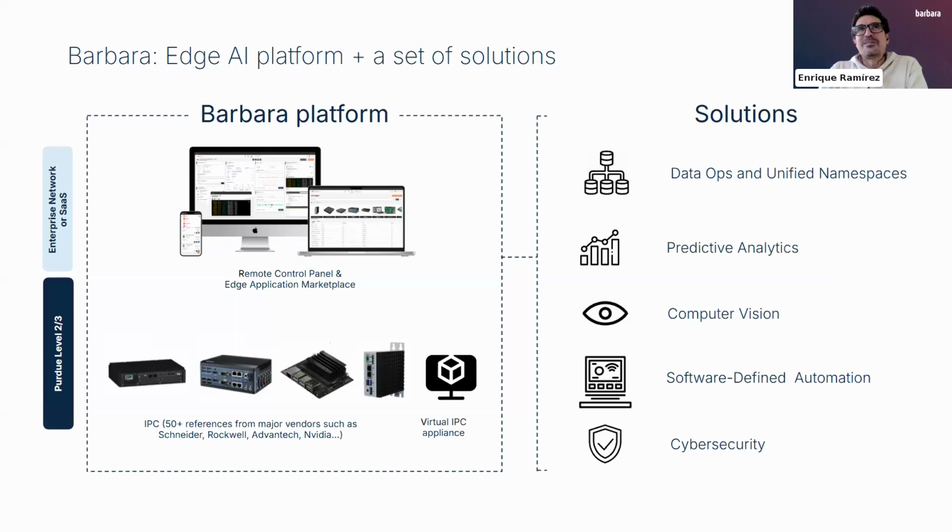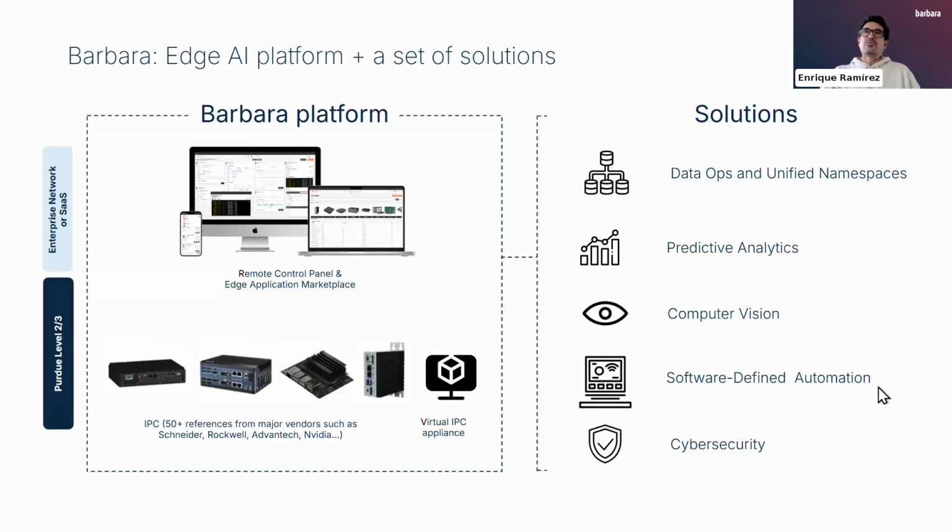But before going there, I should mention that the Barbara platform is a really horizontal platform. We can deploy any kind of use case available, but we mainly focus on some use cases that are quite popular nowadays, and we can provide end-to-end solutions to cover these topics. As you can see, we have solutions to work with data operations and unified namespaces. We can also cover predictive analytics use cases and computer vision. This is one of the hot topics that we have nowadays.